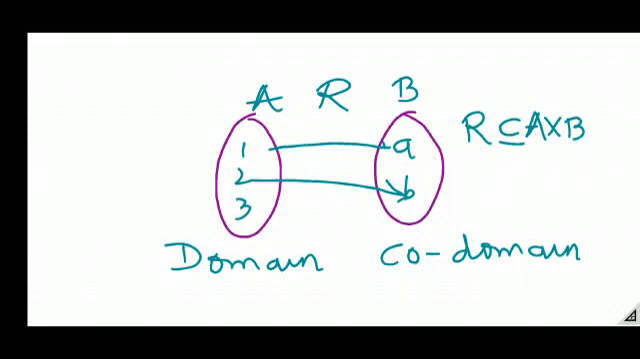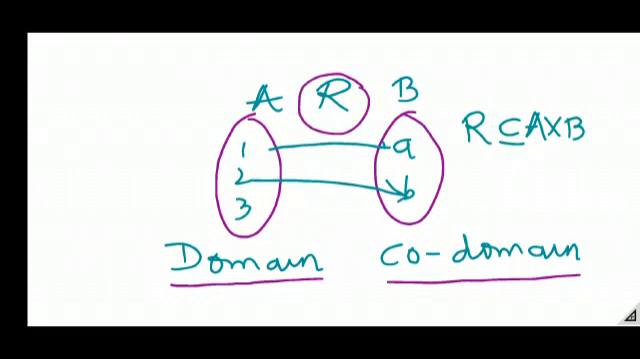So let us revise it. The set from where the mapping is done is called a domain. Where the mapping lands, that is called a codomain. And set of relation is the subset of the Cartesian product, that is A cross B in this case. So we can say that they have a definite connectivity between them.